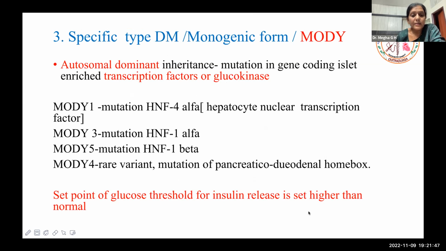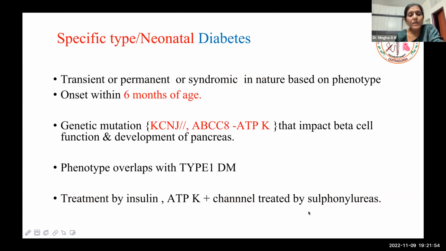The pathogenesis here is that the glucose threshold which is set for insulin release is set higher than normal. Neonatal diabetes is transient, permanent or syndromic in nature. It is based on the phenotype and the onset is within 6 months of age. Genetic mutations occur which impact the beta cell function and the development of the pancreas. Most of the time the phenotypes will also overlap with type 1 diabetes. Treatment here would be insulin substitution itself. Certainly, sometimes an ATP sensitive potassium channel mutation is identified, and then they have a very good response with the sulfonylureas also.